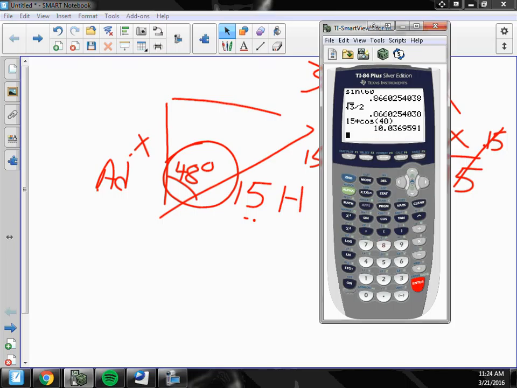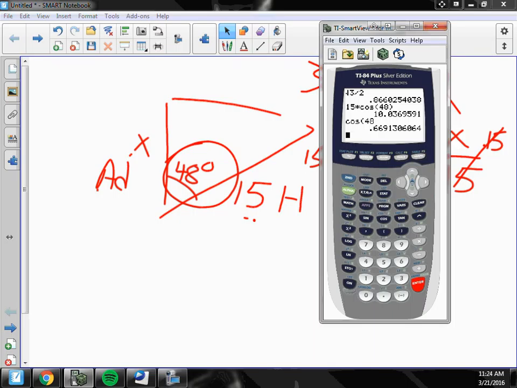All that's really doing, don't do this, but I just want to show you what's happening: the cosine of 48 says 67%. So whatever x is, it has to be 67% as long as h. So all I have to do is 67% times h, which is what I calculated, 15 cosine of 48. Now, you don't actually have to think about that. Just set up the equation and solve for x.